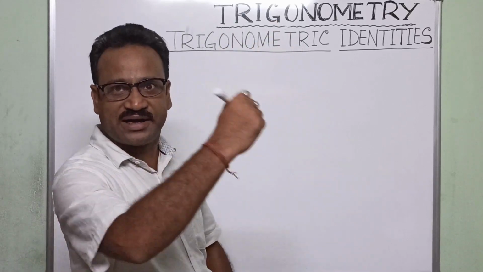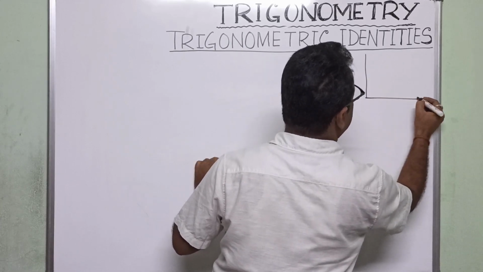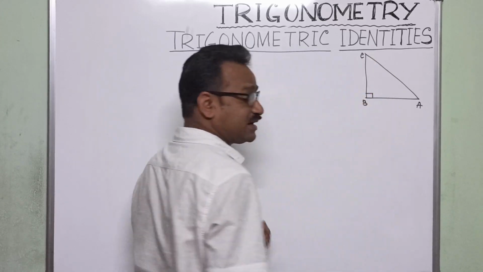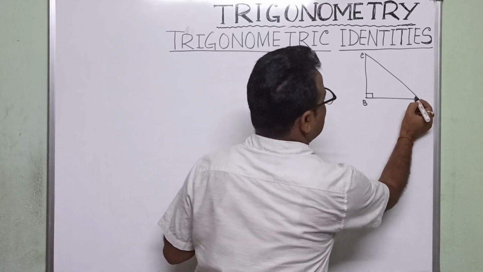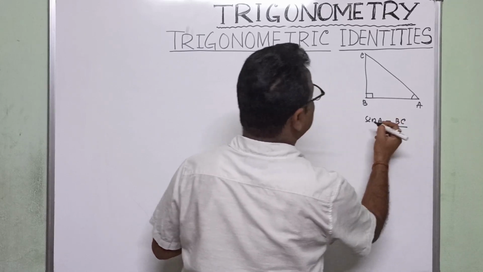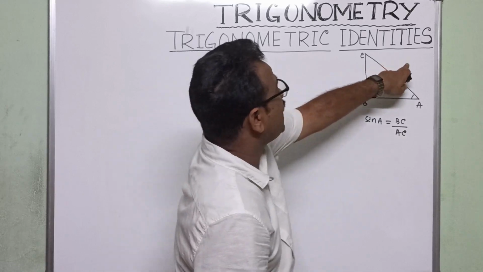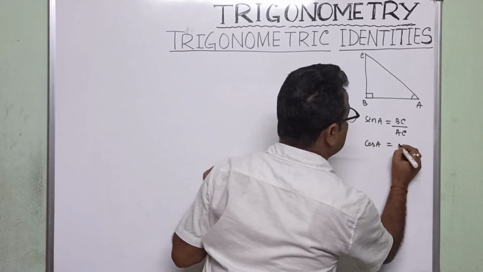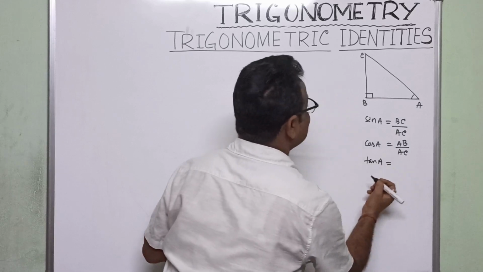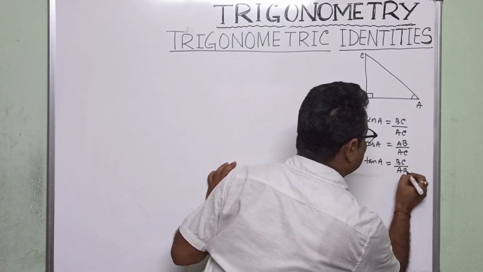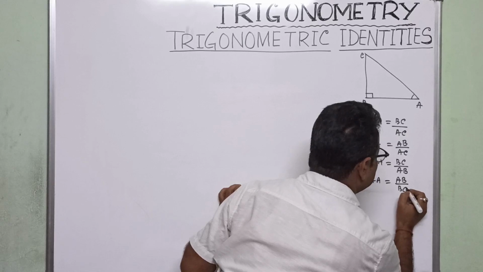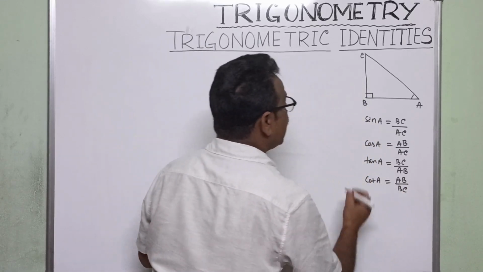So, trigonometric identities. Take a right angle triangle ABC, right angle at B. If you take angle A, then sin A is equal to BC by AC, because it is opposite by hypotenuse. Cos A is equal to AB by AC, adjacent by hypotenuse. Tan A is equal to BC by AB, opposite by adjacent. Cot A is equal to AB by BC, adjacent by opposite.